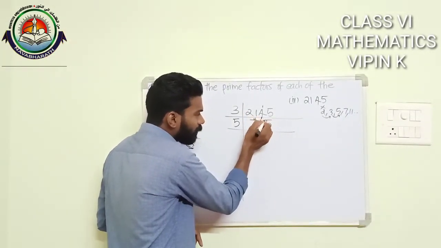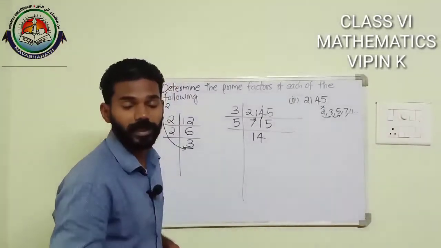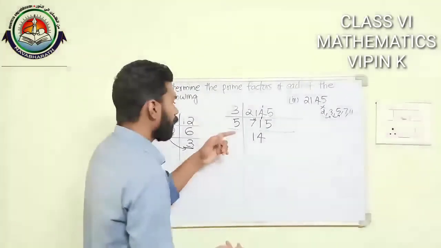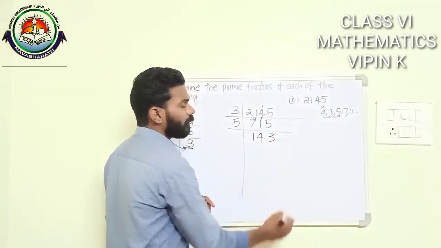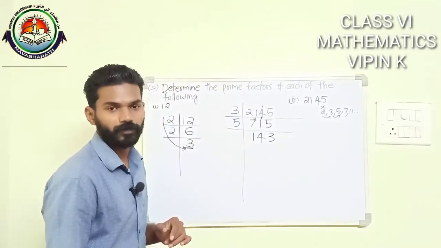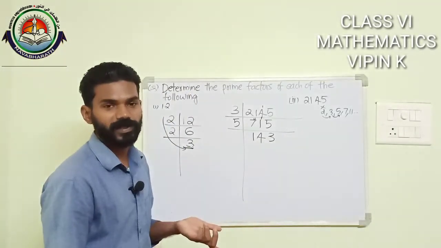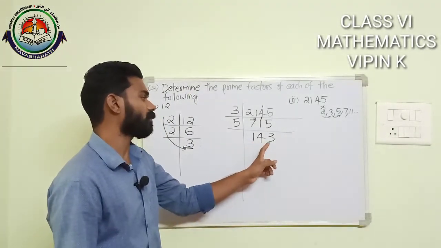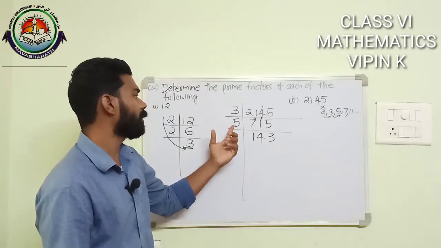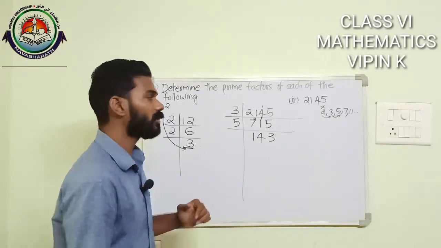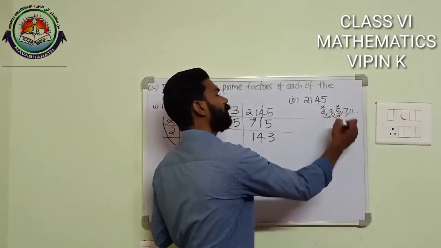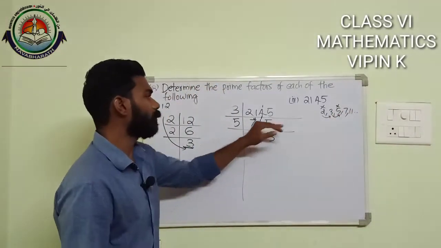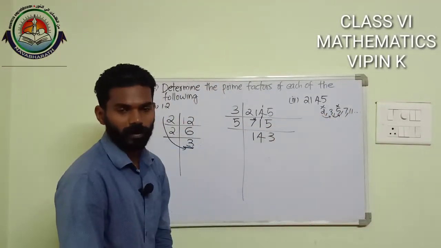And we consider 1 and 5 as 15. And you know that out of 15, there are 3 5s. Clear? Again we want to check this 143 is further divisible by 5. You know that it would not be divisible by 5. So the division by 5 is also over.